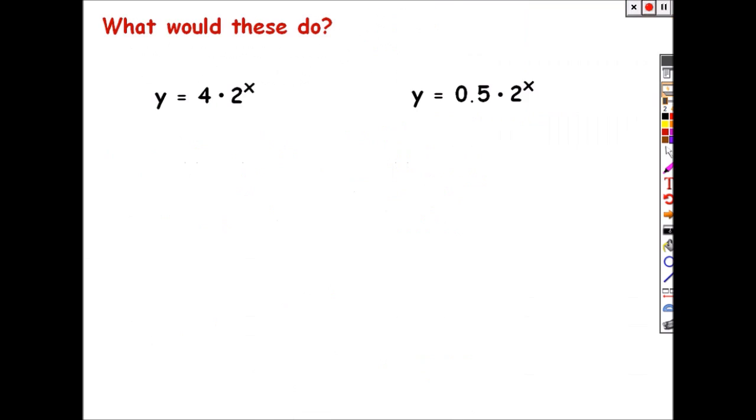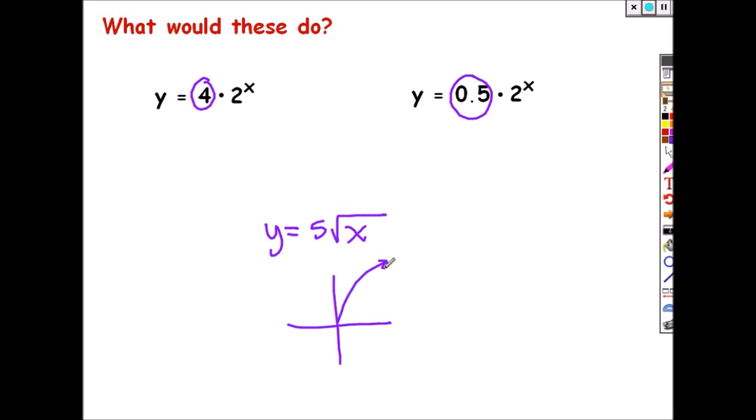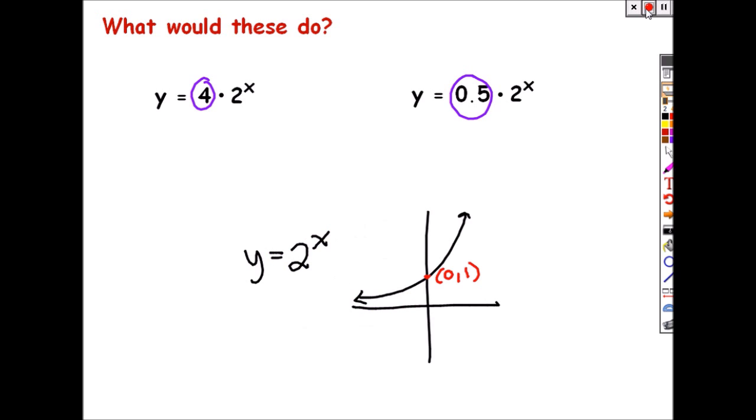So now, what would these do? What if my a value is not 1? Or what if that initial value changes? Well, think about, okay, let's go back to the parent graph of the square root. What did something like this do? Well, that just vertically stretched your square root graph. So same idea here, if I'm multiplying by something that's bigger than 1, this is just going to vertically stretch the graph. Ooh, this is not really to scale.